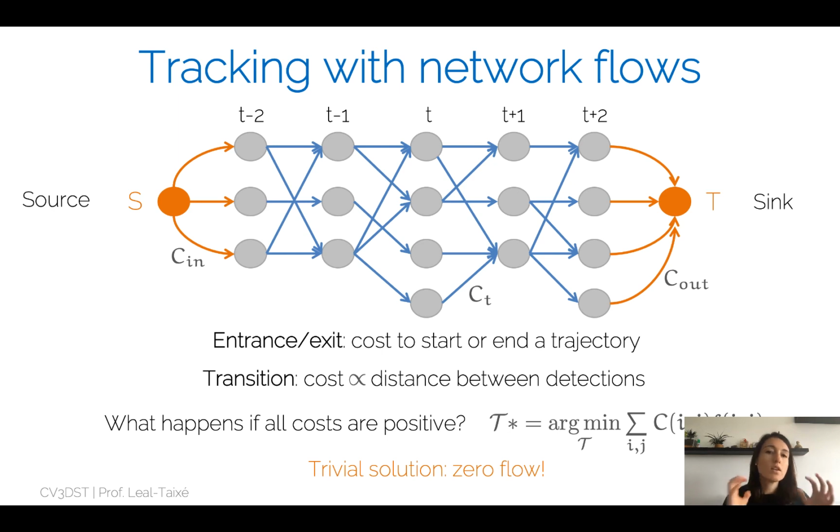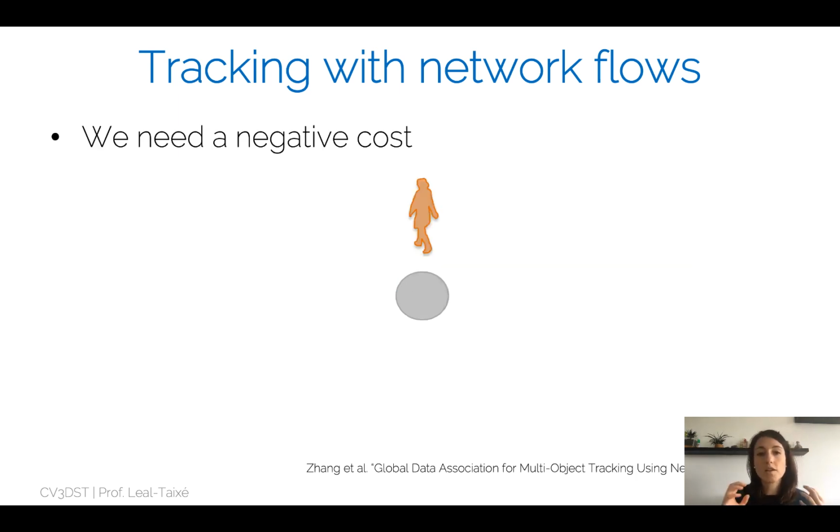So in order not to get the trivial solution of zero flow, what I can do is add a negative cost. Overall, my problem is that any unit of flow that I send from source to sink is going to accumulate a positive cost. And in the end, if I'm solving a minimization problem, I need to have a cost that is better than zero. Therefore, I need to have a negative cost.